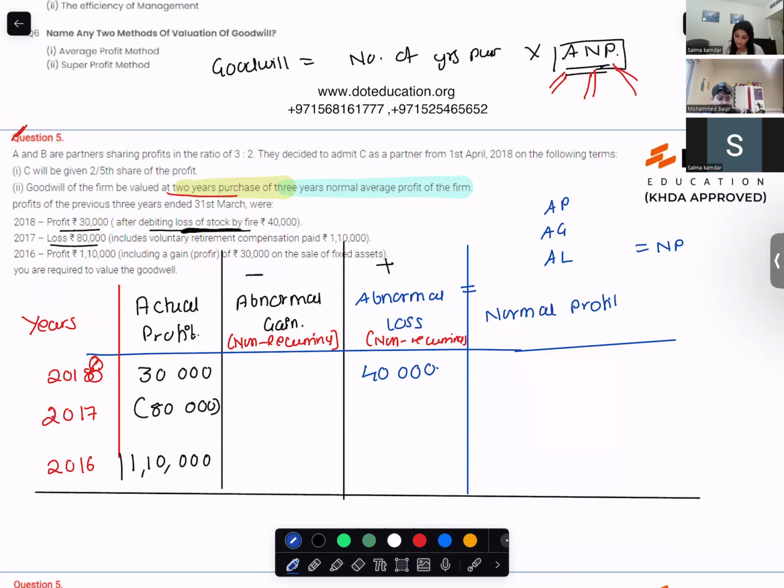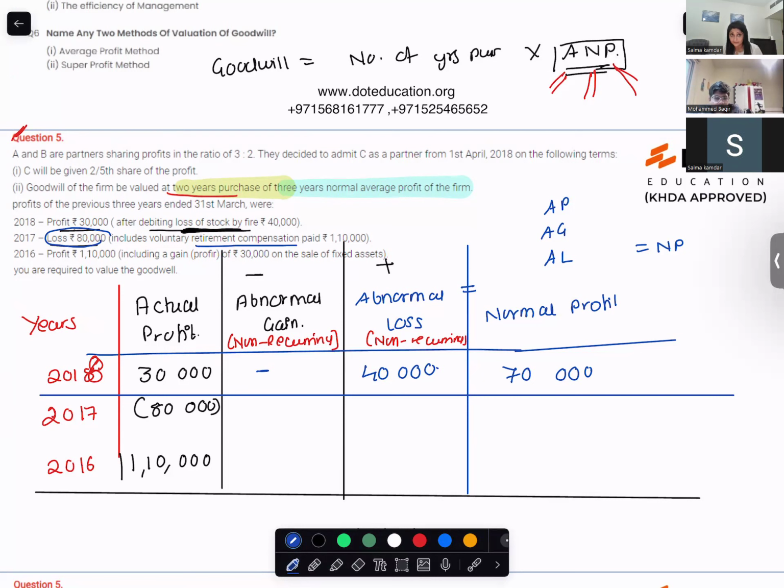So your normal profit is how much? Normal profit is 70,000. Okay, that's how it is. I have a loss of 80,000 and I have retirement compensation. That means you're paying compensation for retirement. This is a non-recurring expense.